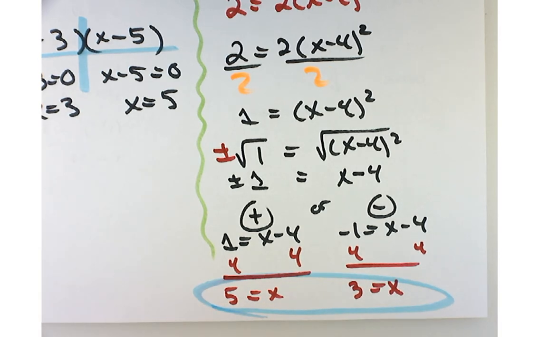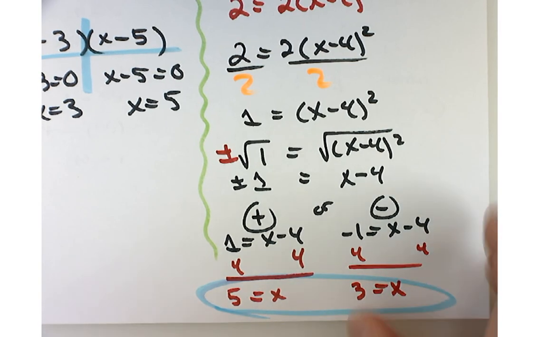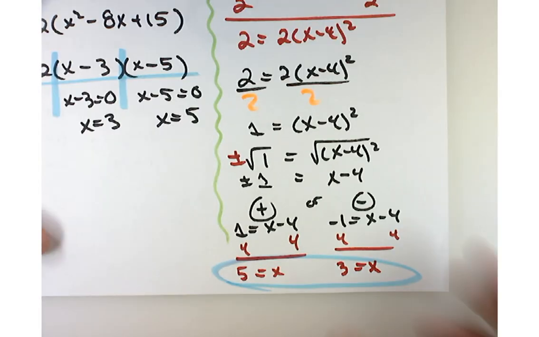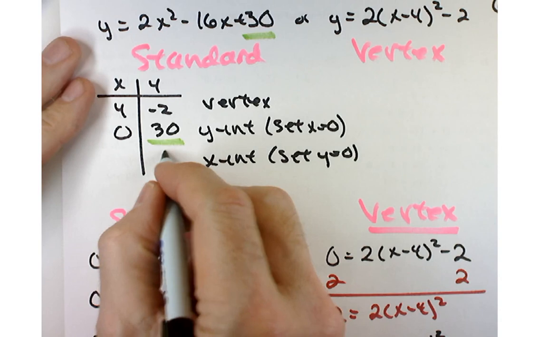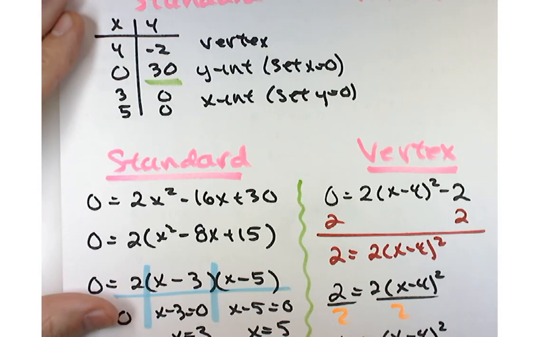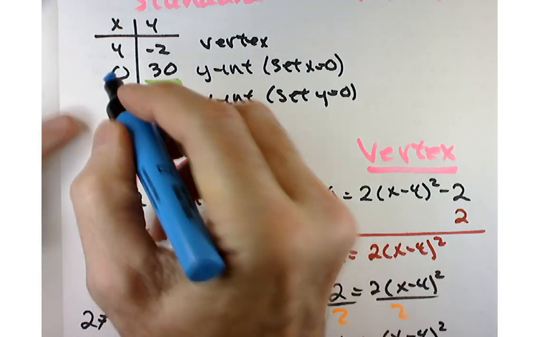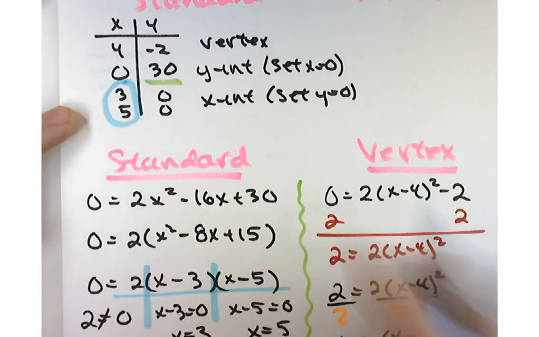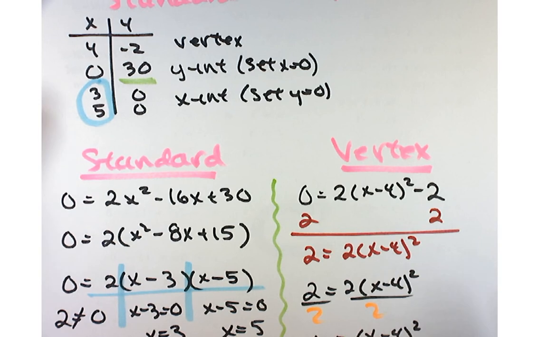So that goes along with y equals 0, and that's going to be our x-intercepts. So let's put those back where they belong, up here. Y equals 0, x is 3, or x is 5. And those come from right down there in the blue. Great. These are the 5 points that I wanted.